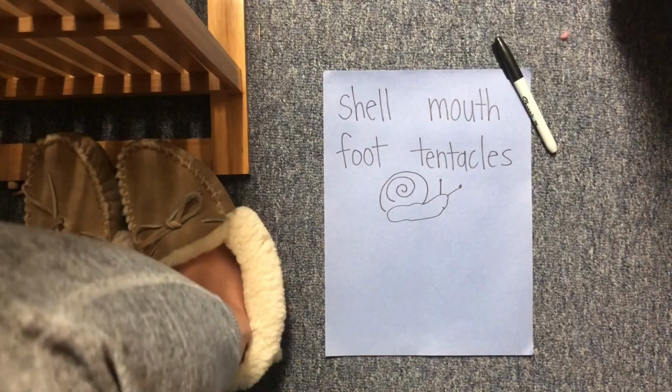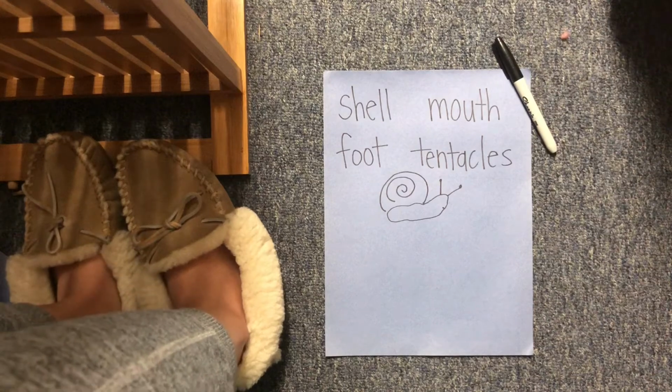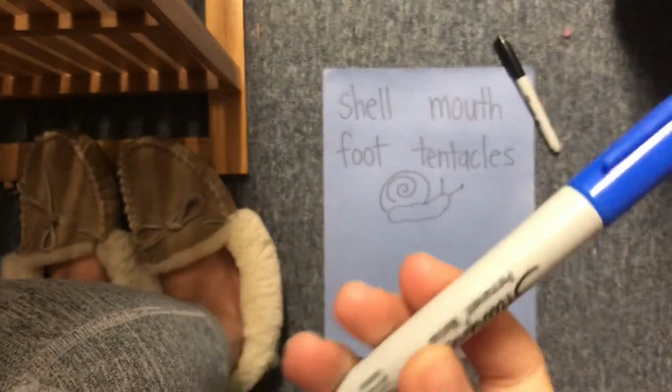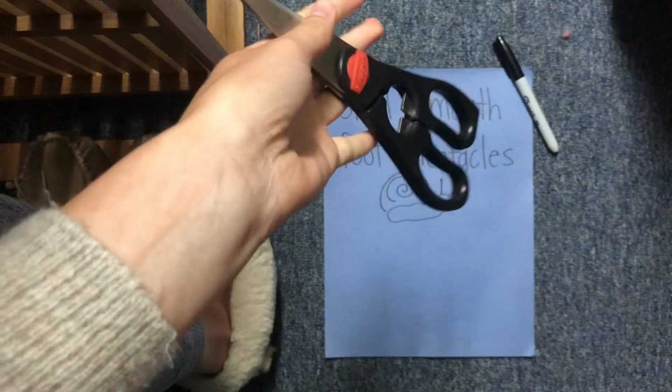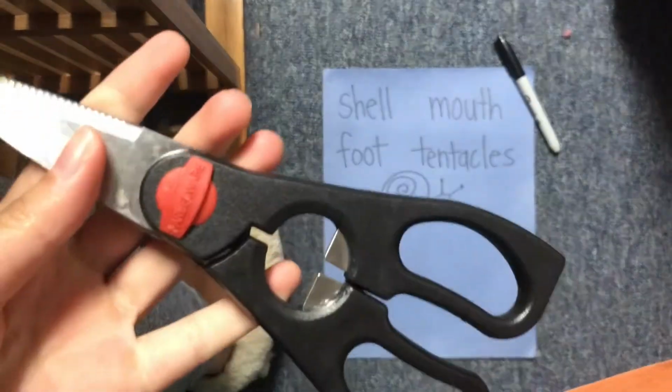So for our snail project, all you need is a marker or a pencil, a piece of paper, any kind of paper. It can be plain white paper, lined paper, or I have a piece of orange construction paper, and a pair of scissors. You don't need the scissors. You can just do your drawing without cutting it out.